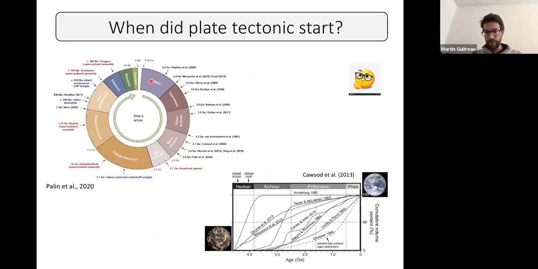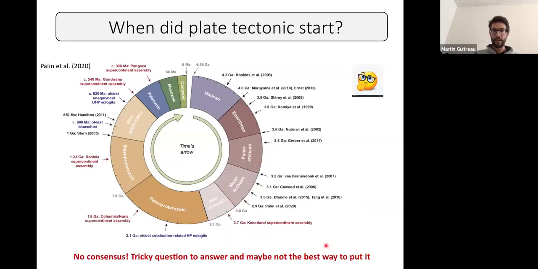So it reminds me of the debates about crustal growth that you can see here, where you have the cumulative volume of continents over time, and you have no simple answer and no consensus. But I think that asking the question like this, when did plate tectonics start, is not really the right way to put the question. It should be put more like, in what type of geodynamic environment, or what kind of geodynamics could have occurred in the early Earth.